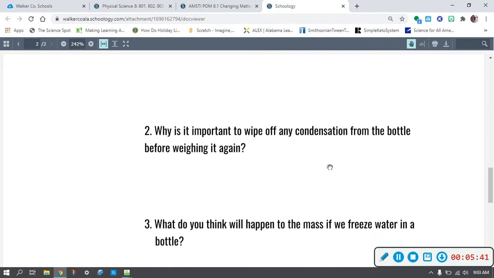Okay, and then we've already answered this one, analysis question number 2. Why is it important to wipe off any condensation from the bottle? Because it's extra mass, right. Number 1 is so the water would not evaporate.